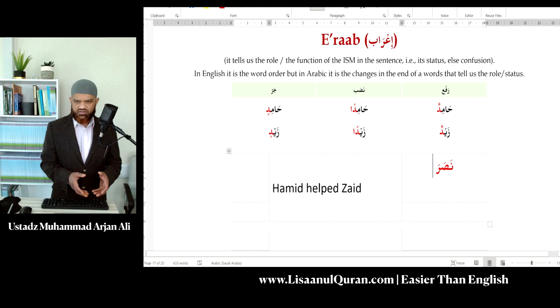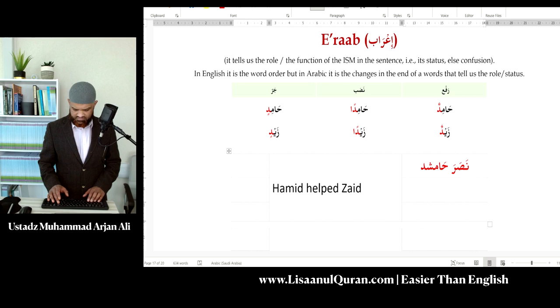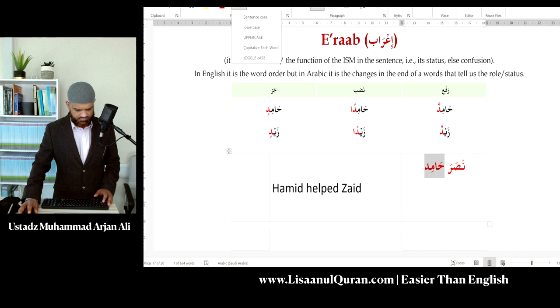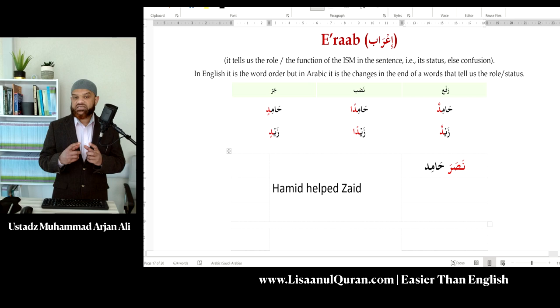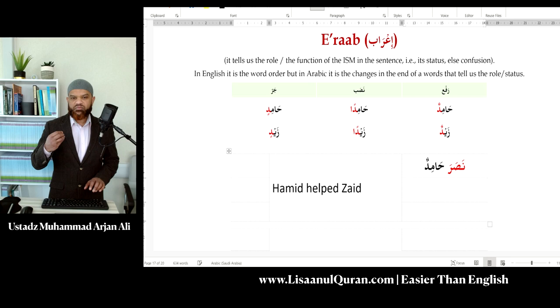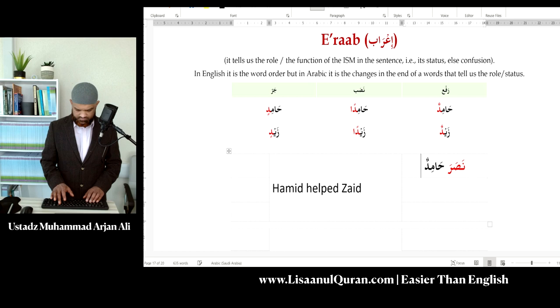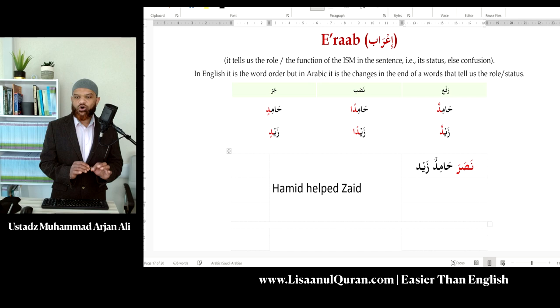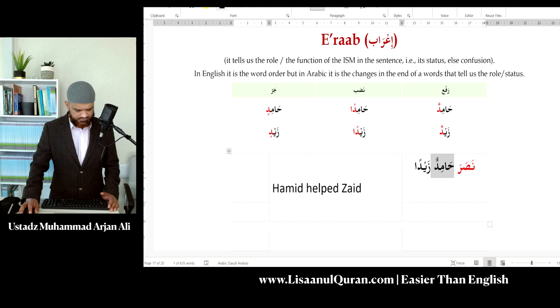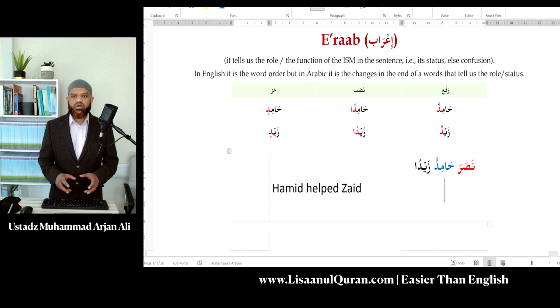So we're going to put Hamid. Let me change the color. So you have Hamid, but he's done the act. So I need the doer version. Doer version is Hamidun. And then who did he help? Zaidan. So let's put Zaid here. Zaid is now the object in the sentence. Hamid helped Zaid. So I have to put the correct ending here, Zaidan. Let me do them in two different colors so it's very clear. So you can see here now, Hamid helped Zaid. How do I know? Because of the ending.